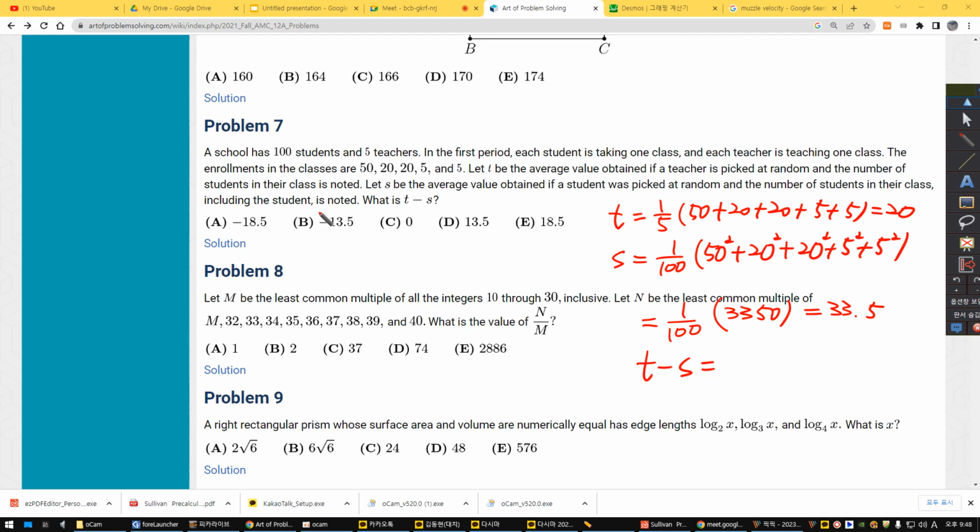B. Yep. So this means for the teacher, there are 5 teachers, so each probability is 1/5. And so that's why t's expectation number is 20. But in the case of a student, there are 100 students, so that's 100. And then the probability, the 50 students will be included in the class having the 50 students. So that's why it's 50 squared. They are squared each. So yeah.